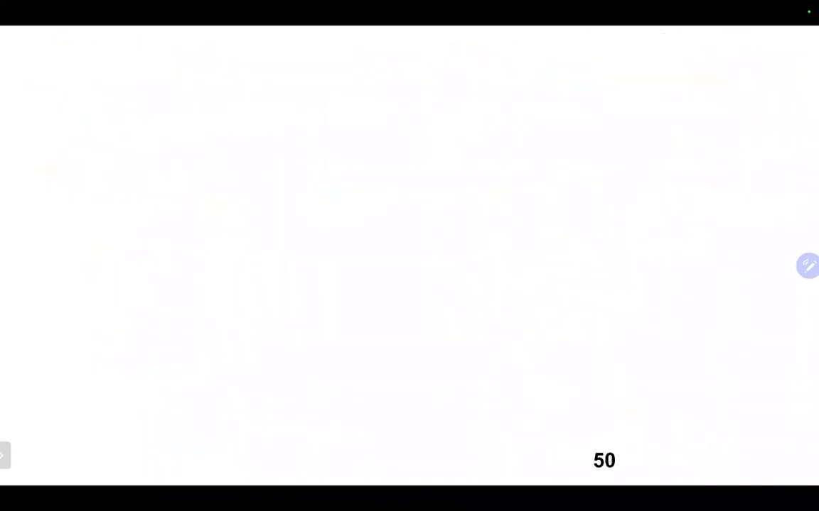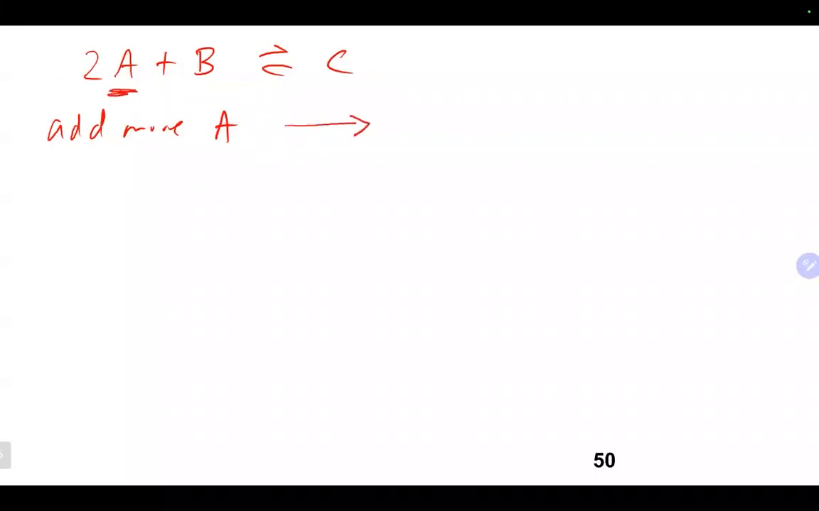So if I had this reaction here, say 2A plus B goes to C. If I added more A, which way would it go? It would shift to the right. Again, we're adding A, which is right here. When we add, it goes away. "Add away" is a good way to remember that. So we're adding, we'll shift to the right.